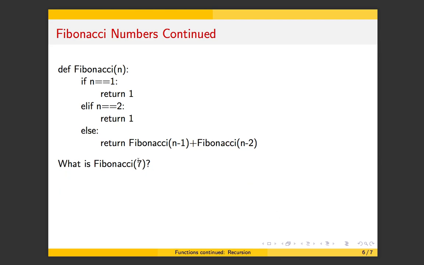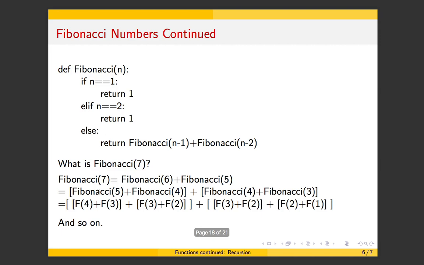The 7th Fibonacci number, how does the function handle that? Well, it feeds back in on itself the numbers 5 and 6. But how does it handle 6? How does it handle 5? Well, it just feeds those back in on itself. The 6th Fibonacci number is the 5th plus the 4th. The 5th one is the 4th plus the 3rd.